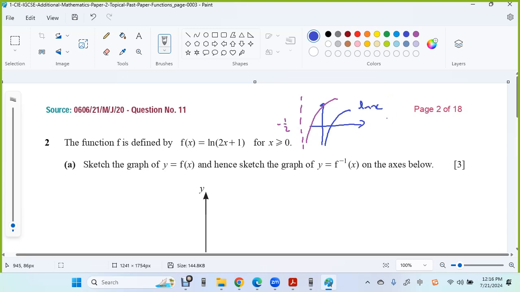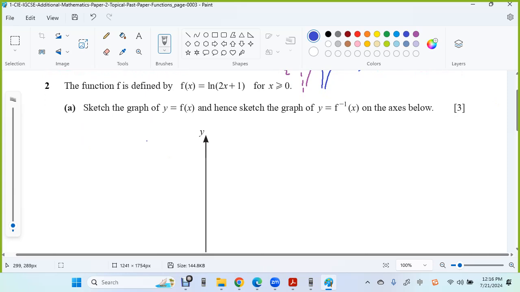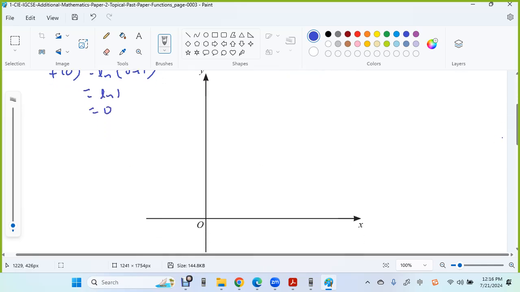So we need to sketch the graph of f(x), and then sketch the graph of f inverse. So we know that the shape is something like this. So we have f(0) is ln(0 + 1). Then it is ln 1. Ln 1 is actually 0. Okay, so the graph is something like this.